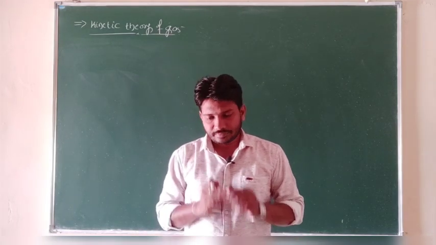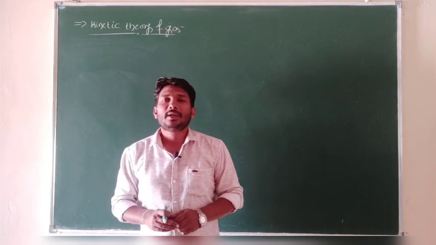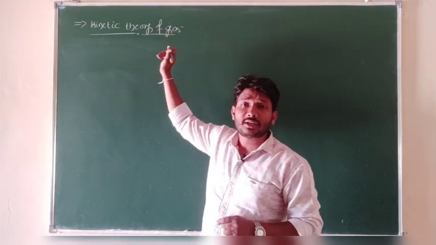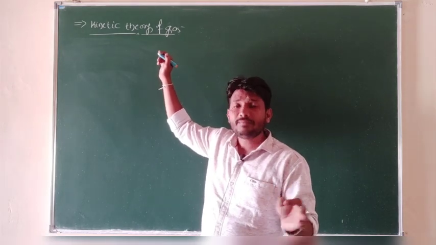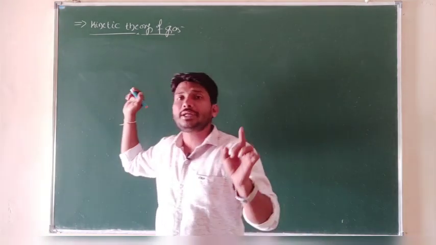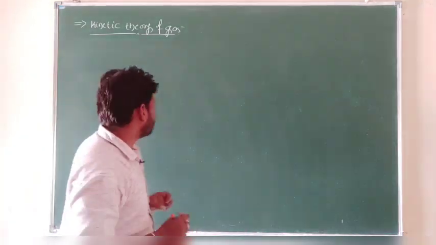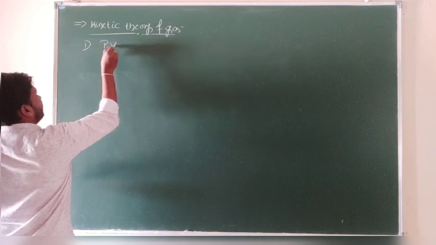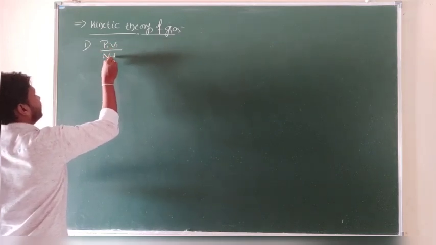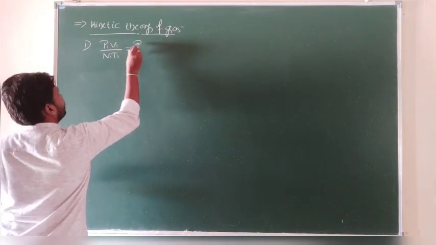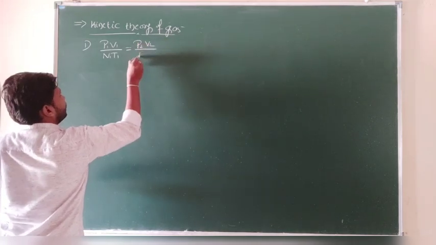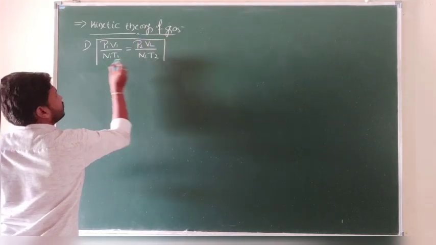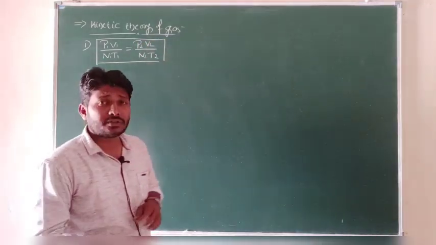Today we will be discussing some neat applications related to kinetic theory of the gas, which deals with the study of kinetic interpretation of pressure and temperature. By making use of Boyle's law, I can write the equation P1 V1 divided by N1 into T1, which is equal to P2 V2 divided by N2 into T2. So PV is equal to constant, right?